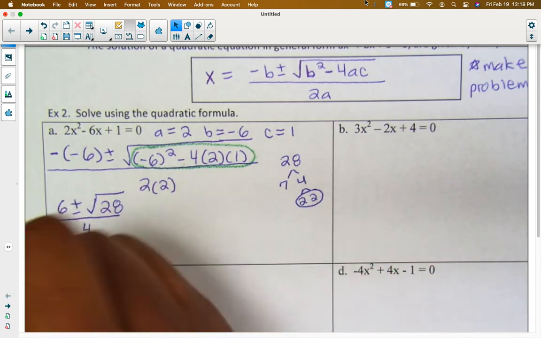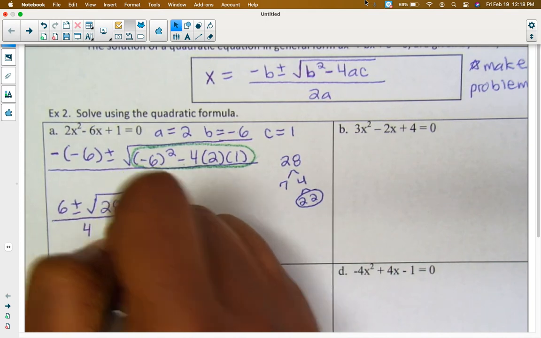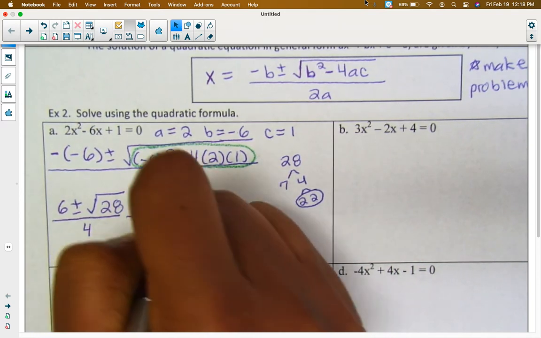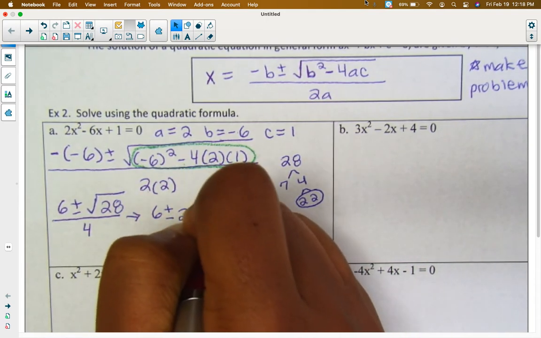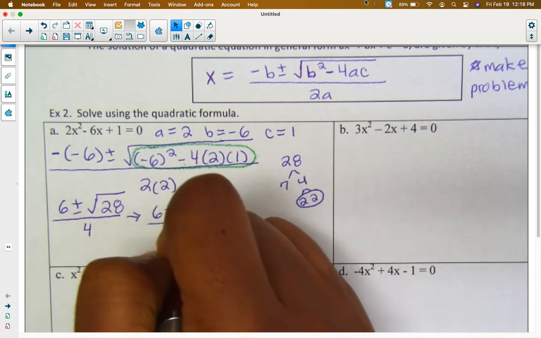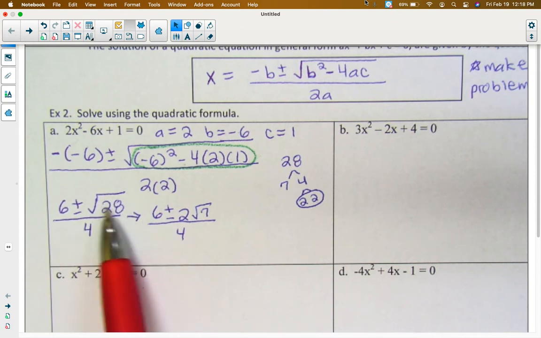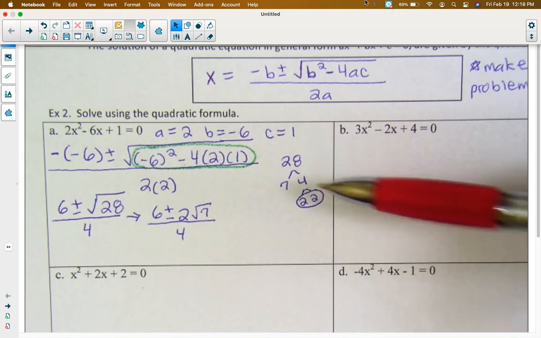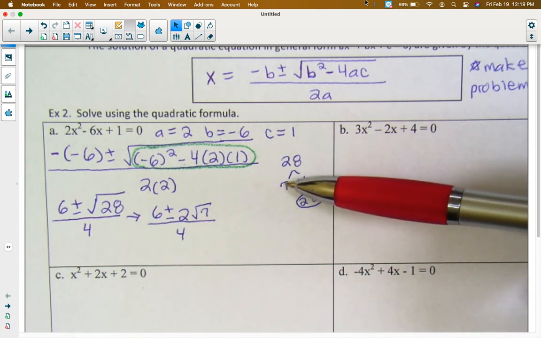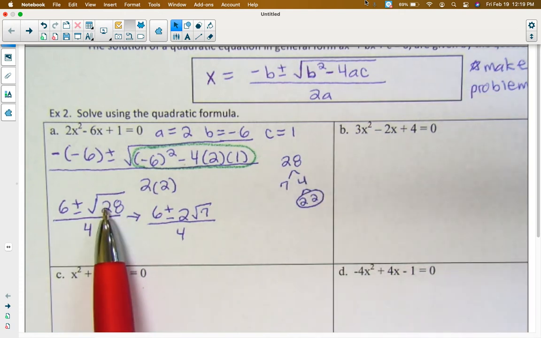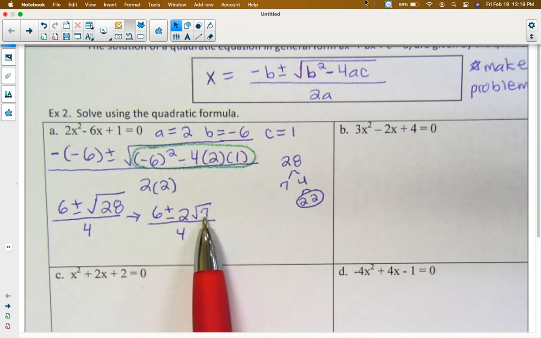So now my problem is 6 plus or minus 2 square roots of 7 all over 4. So what I did, I got the square root of 28. A couple of weeks ago, we learned about simplifying radicals. So I did my factor tree. Pairs go on the outside. Everything else goes on the inside. So the square root of 28 is 2 square roots of 7.